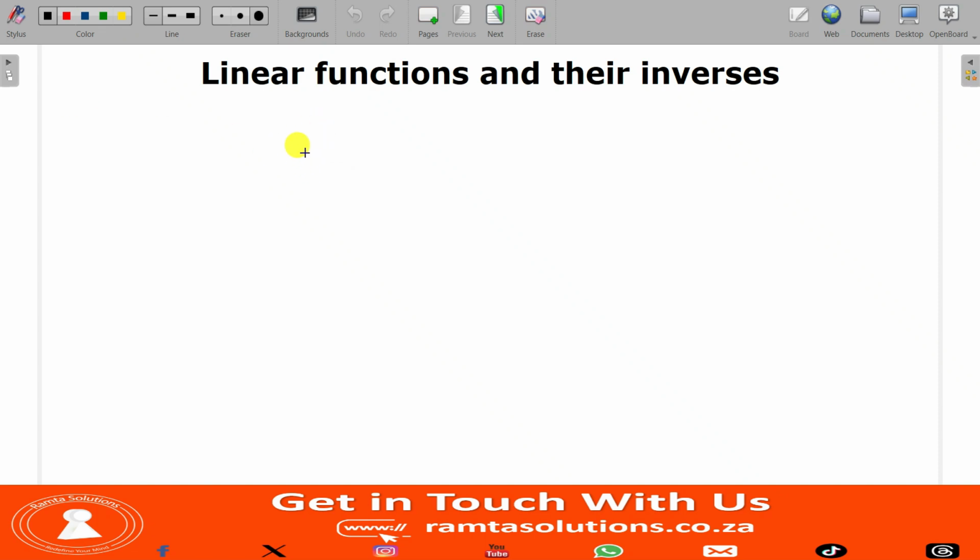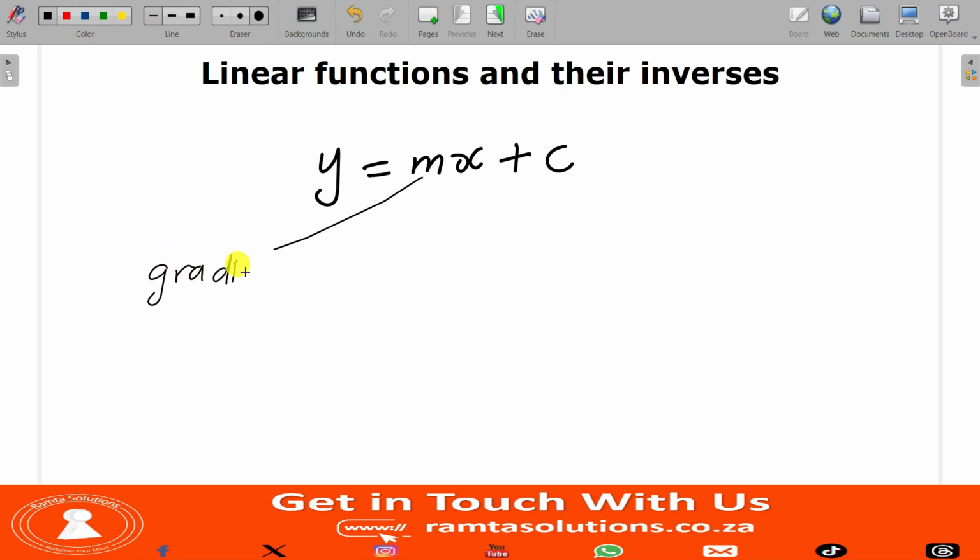Remember, they have the formula y equals mx plus c, all right? Where, if you remember, this m represents the gradient, which is also the slope. And to find this gradient, you use the formula m equals y sub 2 minus y sub 1 all over x sub 2 minus x sub 1.